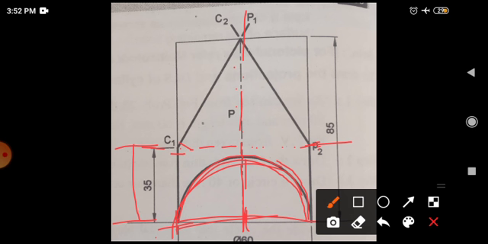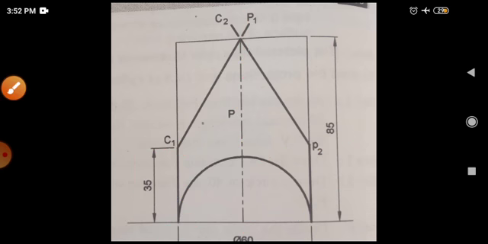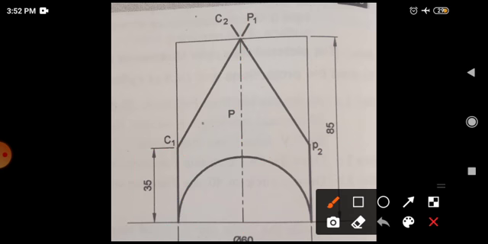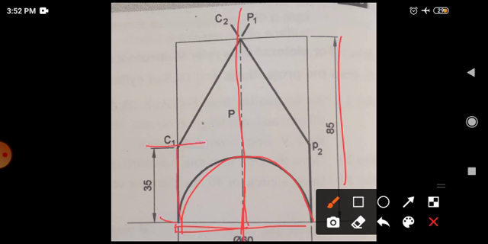So what you have done up till now: you have drawn a rectangle of 60 by 85, then taken a distance of 30 millimeter and drawn a circle. From that center point you have drawn a center line. Then, taking the C1 distance of 35 millimeter, you just have to connect C1 to the point of intersection. In this way you will complete this figure.